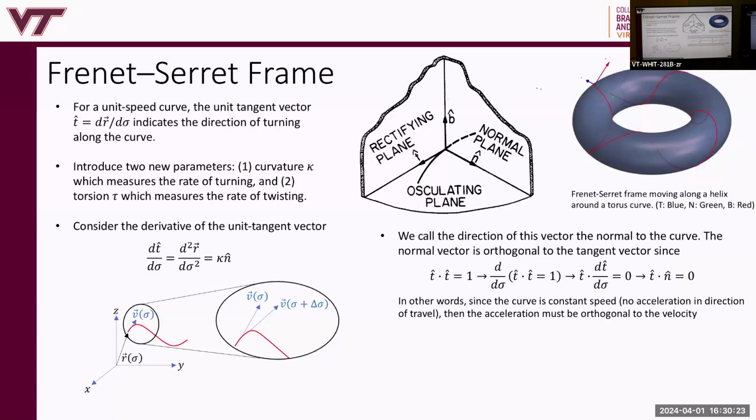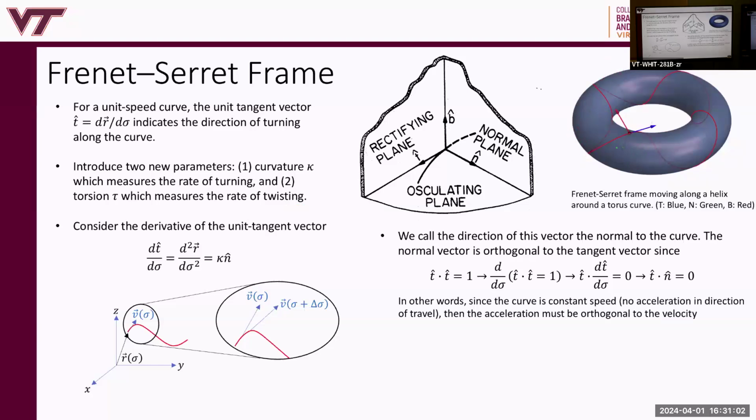Okay, so let's get into it. For a unit speed curve, the unit tangent vector we already calculated is dr d sigma, and sigma is our new parameter for a unit speed curve. It indicates the direction of turning along the curve. We are going to introduce 2 new parameters. One is called the curvature kappa, which measures the rate of turning. The tangent vector is the direction of turning; the curvature kappa is the rate of turning. And 2, the torsion tau, which measures the rate of twisting. We'll define all of those a little more rigorously.